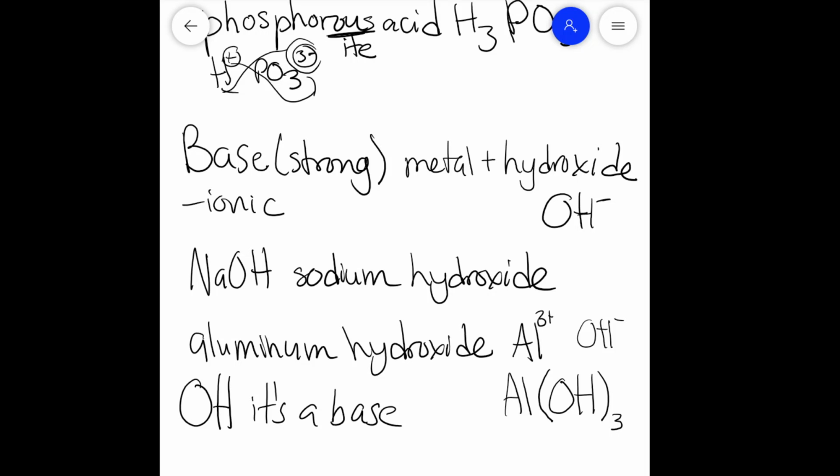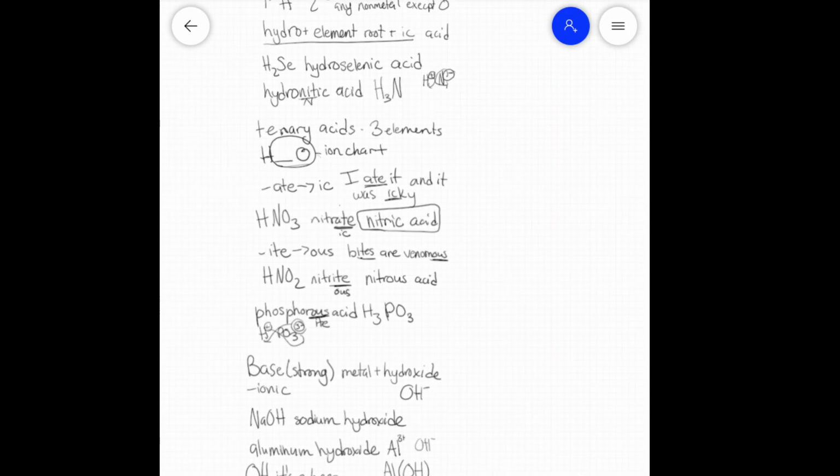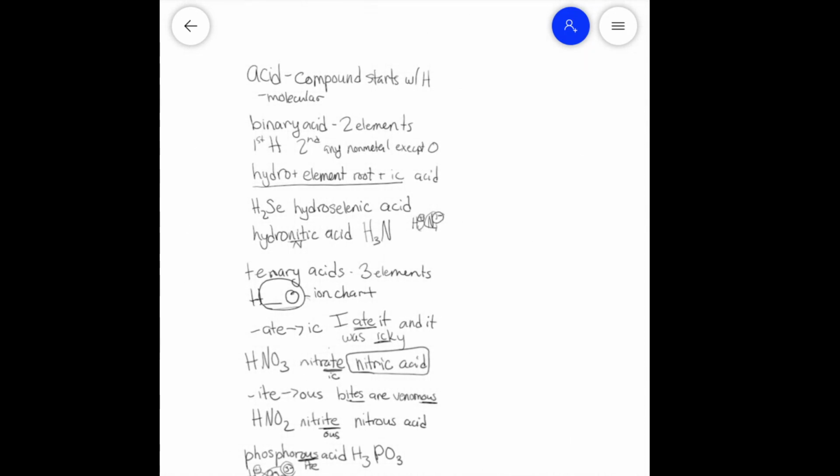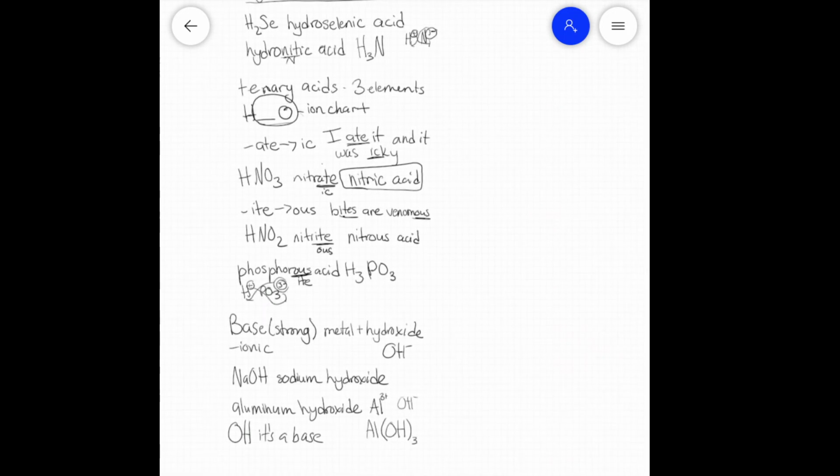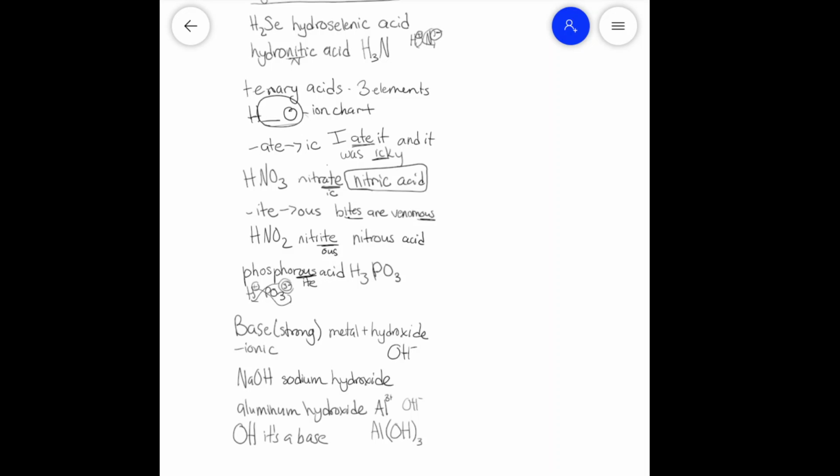So that's it for acids and bases. They're not too bad. Remember, if it's binary, a hydrogen and another nonmetal, that's going to be your hydro-ic acid. Ternary, it's going to be a hydrogen and something else with an oxygen. Ate becomes ic, ite becomes ous, and then a base is just going to be a metal and a hydroxide.